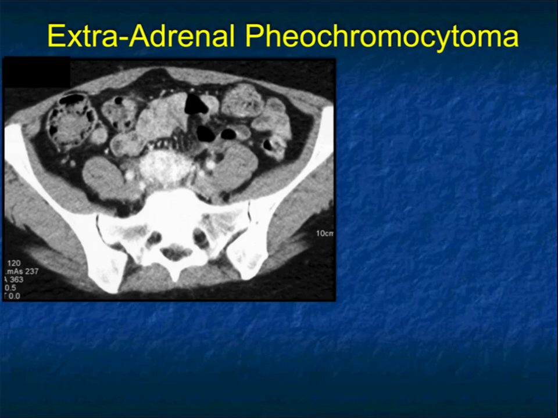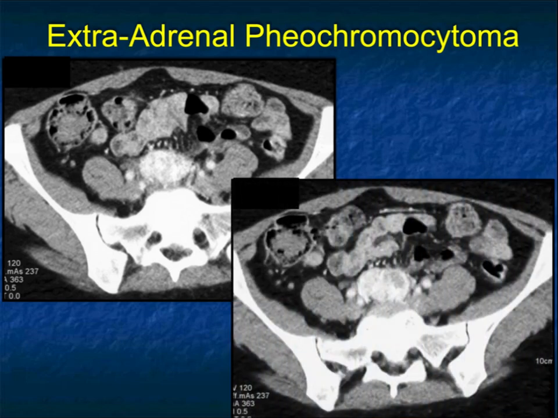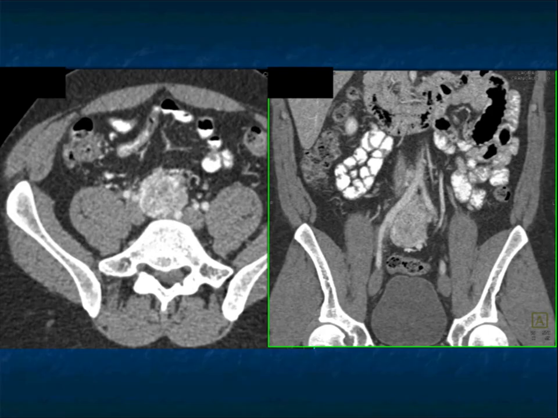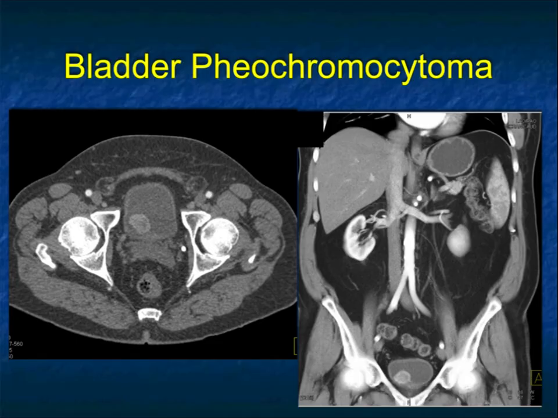Here's a beautiful example of a hypervascular lesion sitting by the organ of Zuckerkandl, which is near the aortic bifurcation, in a patient who was hypertensive. This is a classic pheochromocytoma. Here's another one, same location. You could think about lymphoma, other retroperitoneal masses, but the vascularity of the lesion, the location, and often the clinical history will allow you to make a very, very specific diagnosis.